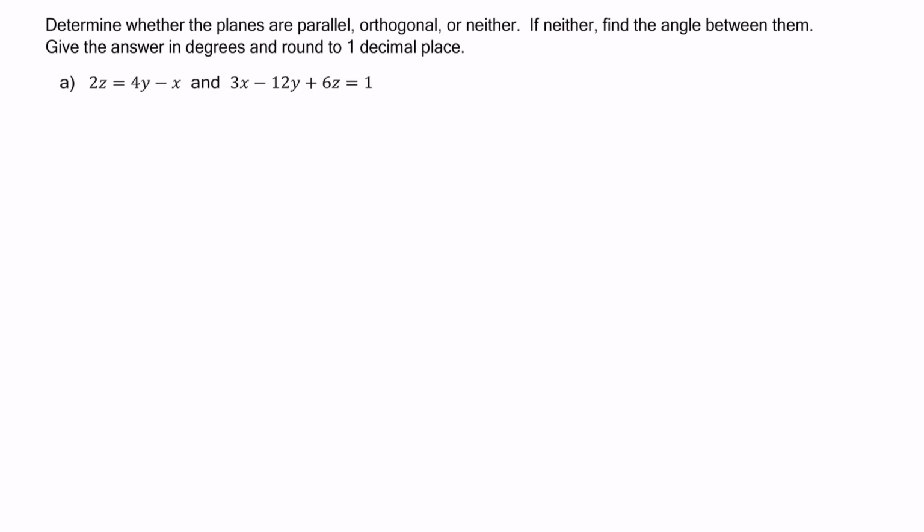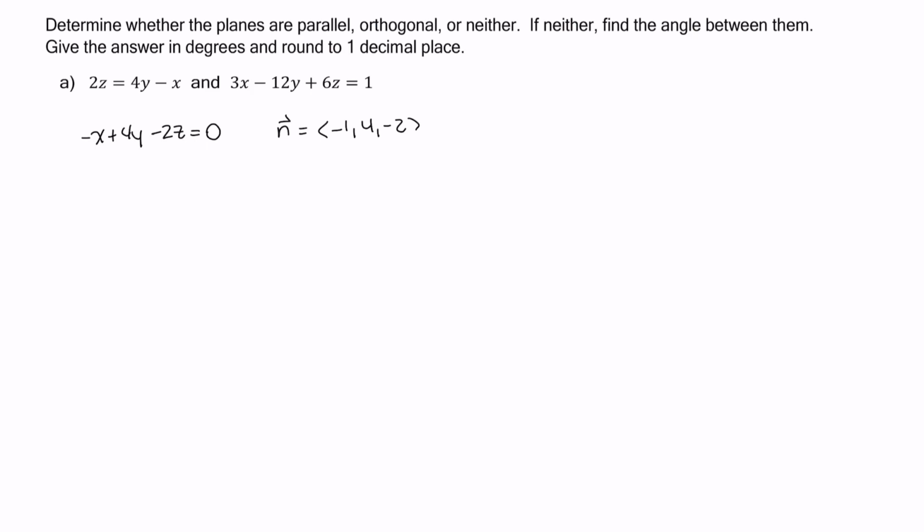Okay, so let's take a look at both of these planes. So this first one, I'm going to just quickly rewrite. I'm going to rewrite it as negative x plus 4y minus 2z equals 0. And I'm doing that because it makes it really easy to see that the vector normal to this plane is equal to negative 1, 4, negative 2.